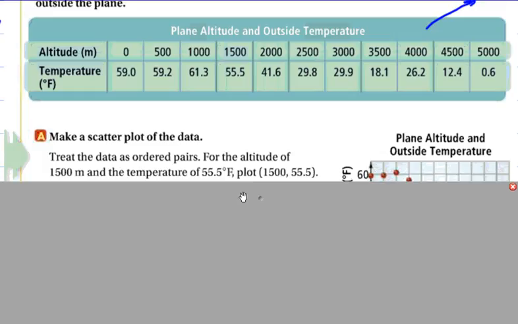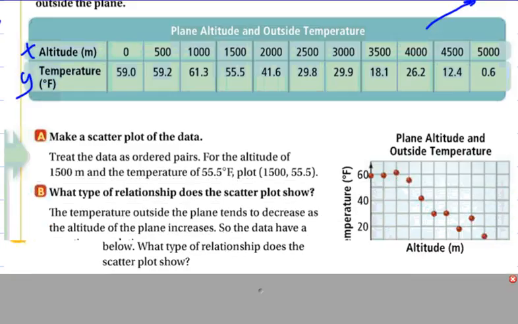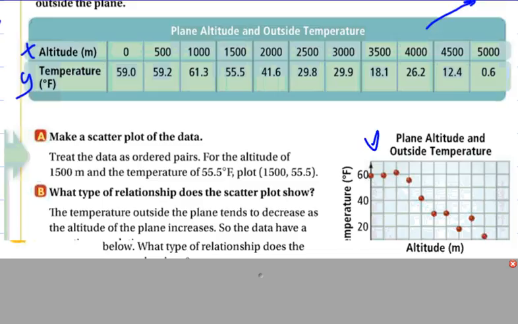Treat the data as ordered pairs, just like if we had a t-chart going left to right. Graphing these points, the altitude would be the x and the temperature would be the y. So the first one we'd plot would be 0 and 59. If we look at our scatter plot that's already done for us over to the right here, this would be 0. Then 500, I think it's going up by 500s. 500, this would be 1000, and so forth. If you were to graph them, like you know how to graph ordered pairs, the x and then the y, it looks like it does have a definite correlation here.